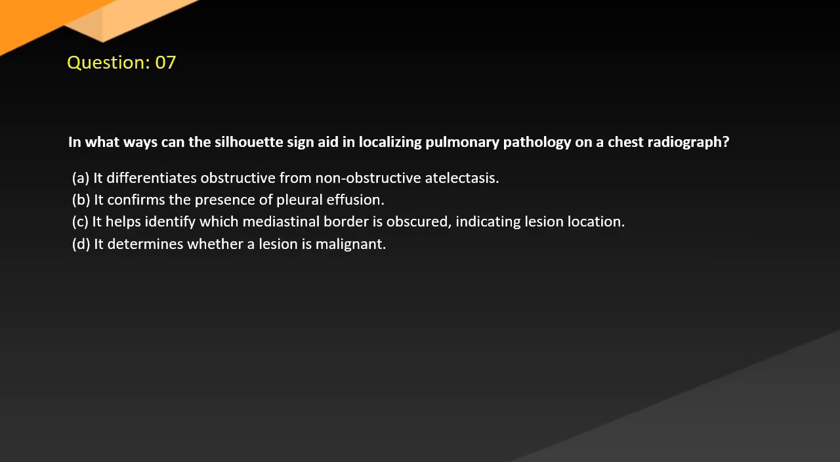Question 7. In what ways can the silhouette sign aid in localizing pulmonary pathology on a chest radiograph? A. It differentiates obstructive from non-obstructive atelectasis. B. It confirms the presence of pleural effusion. C. It helps identify which mediastinal border is obscured, indicating lesion location. D. It determines whether a lesion is malignant.